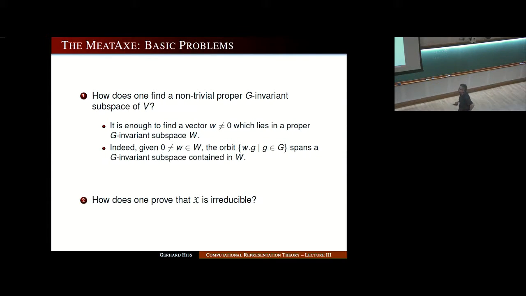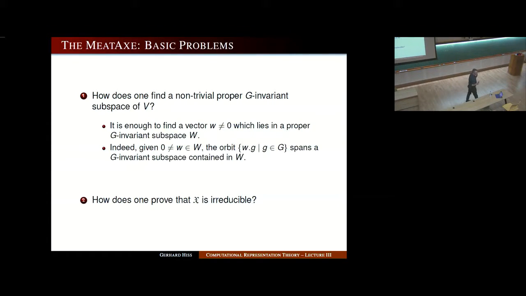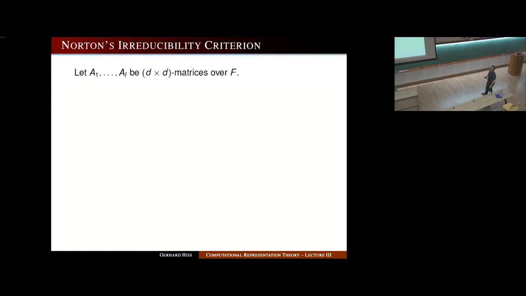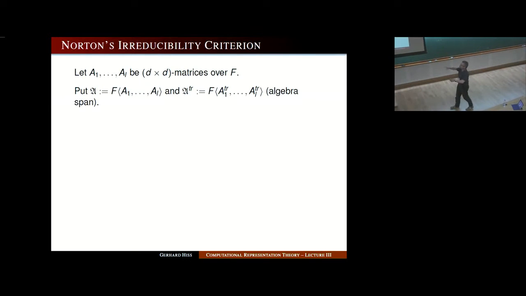And the next, which is even harder: if one tries hard to find such a vector and never finds one for some time, how do I prove that the representation is irreducible? Okay, here are the answers. Now I am in a more general context of D by D matrices over F, so any matrices. I take the algebra span inside the ring of D by D matrices over F, so this is just the set of all F-linear combinations of all products of the matrices A1 up to AL you can think of. The smallest F-algebra which contains these matrices and F, of course.